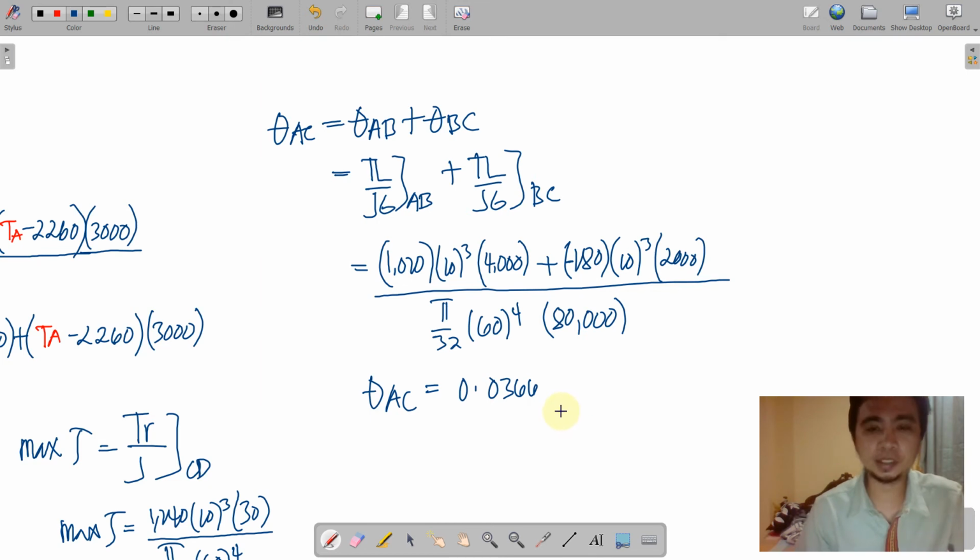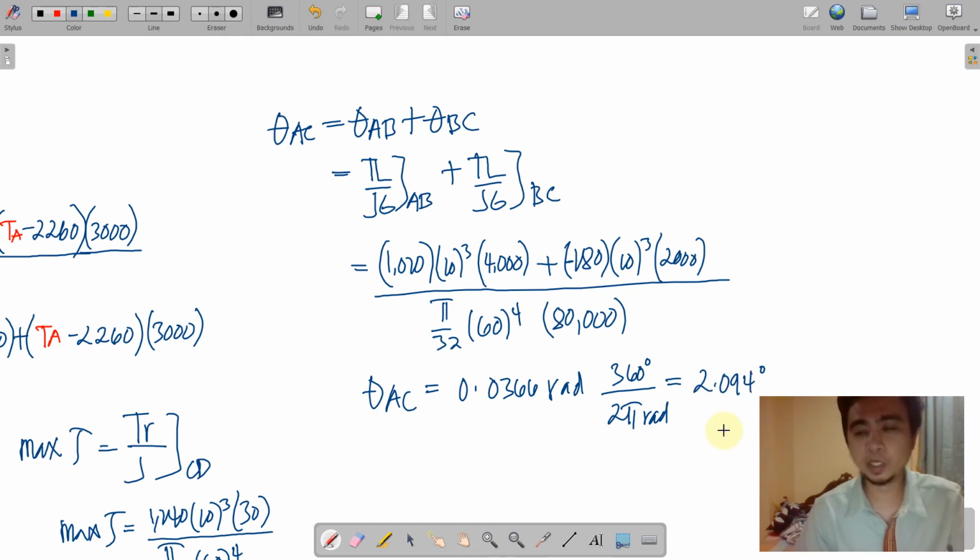And what will be the unit? Remember that it is in radians. So we need to convert this into a degree unit, wherein in 2 pi radian, there is a 360 degrees rotation. Multiplying this, we have finally the answer 2.094 degrees as a rotation from A to C. So that's it for this problem. I hope that this helps, and I think you need to practice more problems.